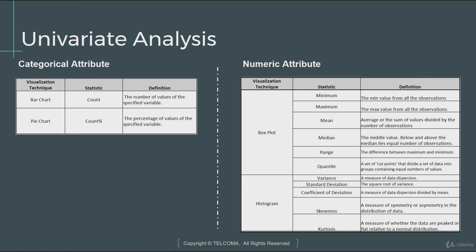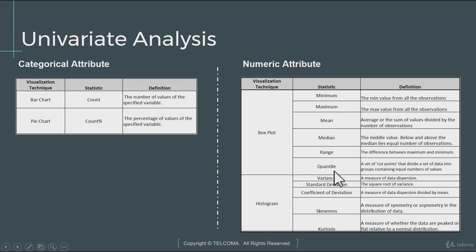The most common one is the box plot. The box plot is the easiest and the most common way to interpret a numeric attribute. So let's say you're trying to understand something like the age of the students. You have 100 students, so you have 100 records, and you're trying to understand what this data looks like. A box plot in a snapshot gives you access to the minimum, maximum, mean, median, range, and quantile values.